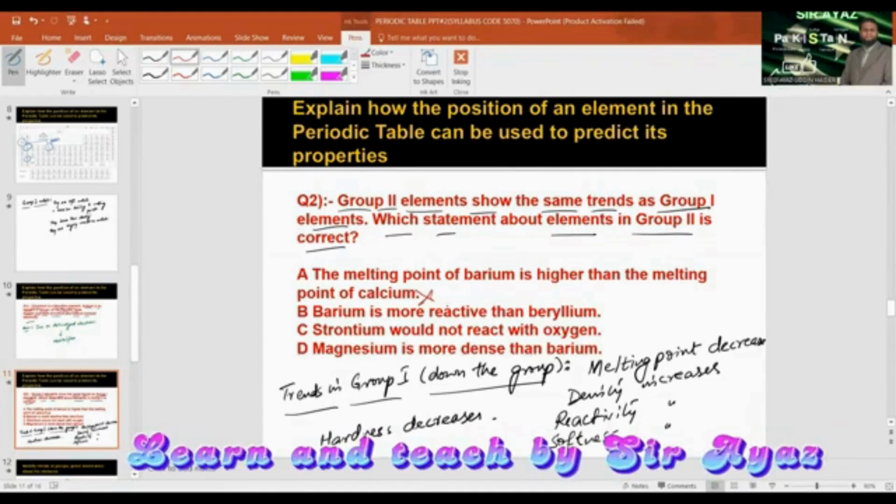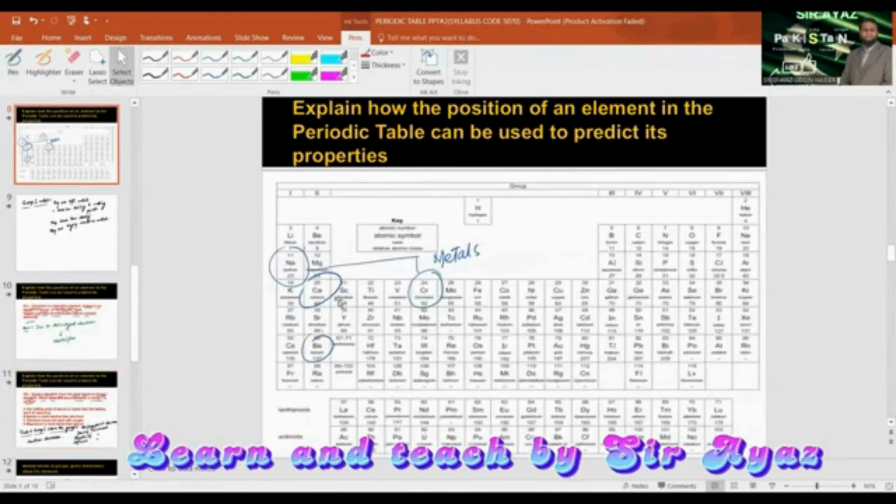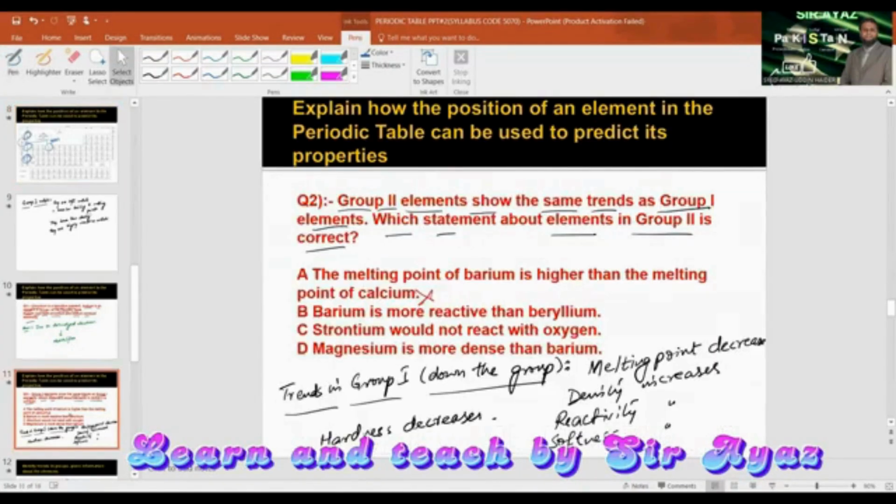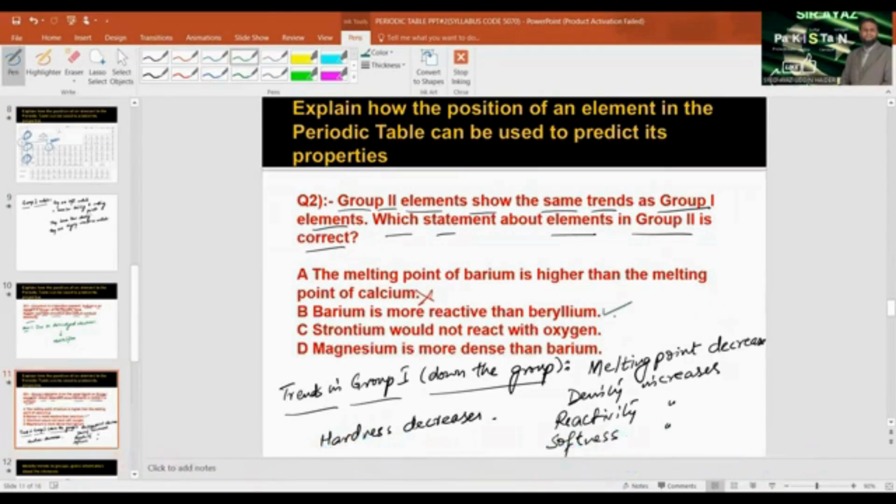Barium is more reactive than beryllium. Barium is below beryllium. Here's beryllium, and this is barium. So barium is more reactive than beryllium. These statements look correct to me because in group 1, the reactivity increases down the group. So according to that trend, barium should be more reactive than beryllium.